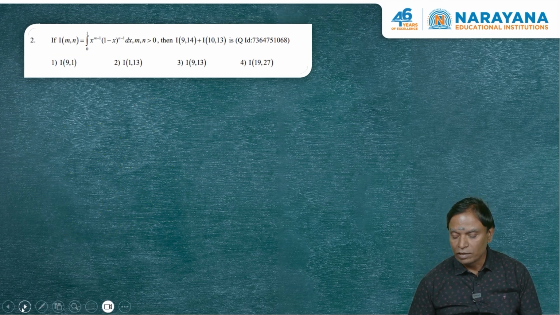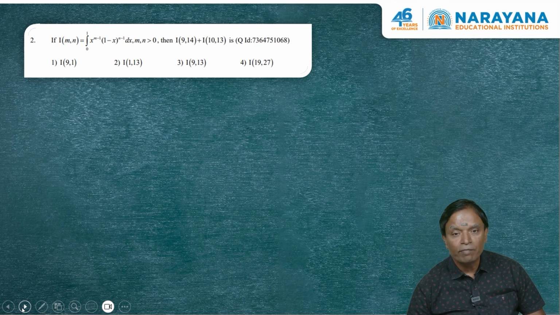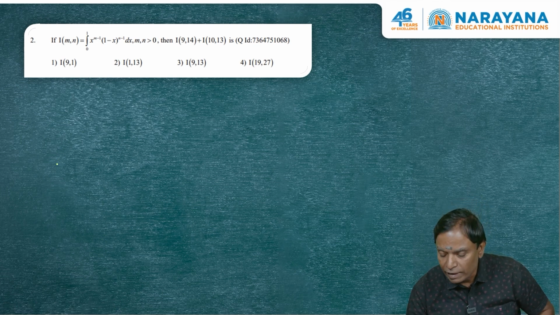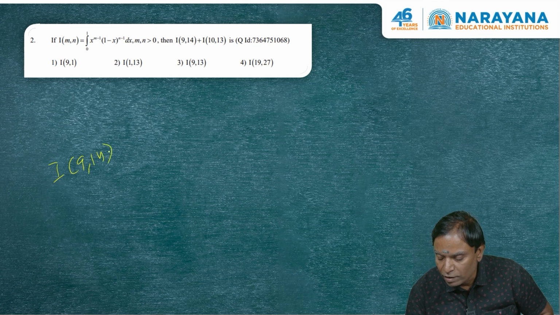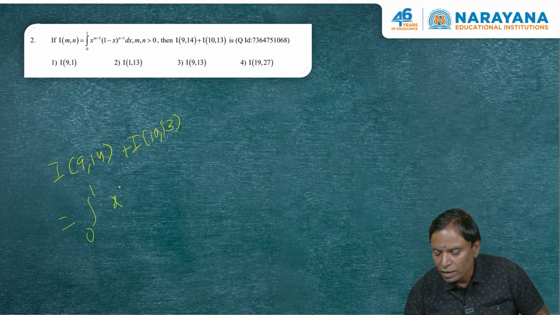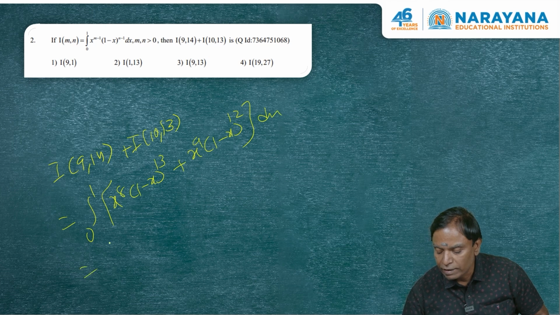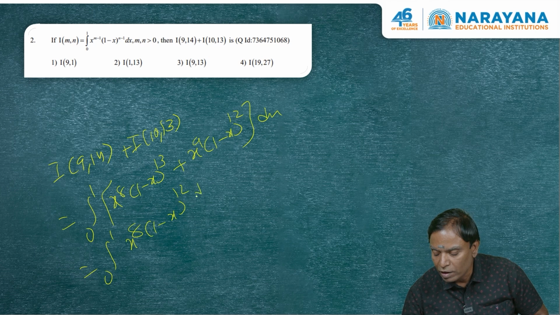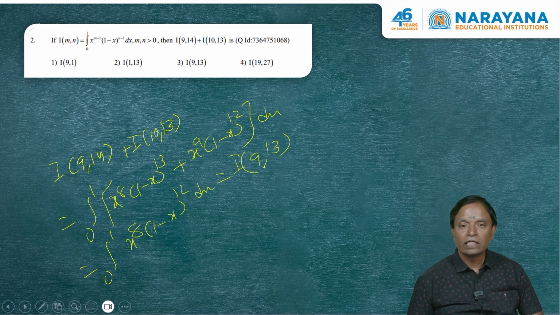Look at the next question. You are given I(m,n), and you are asked to find I(9,14) plus I(10,13). Now I can say this is integral 0 to 1 of x power 8 into (1 minus x) power 13 plus x power 9 into (1 minus x) power 12. I can take integral 0 to 1 of x power 8 into (1 minus x) power 12 common. This reduces to I(9,13), which is nothing but your third answer.